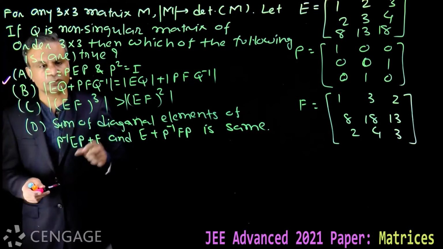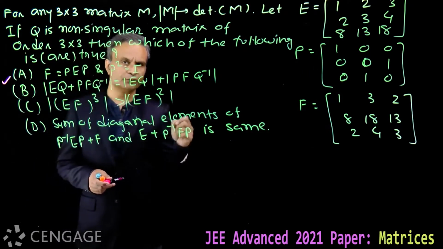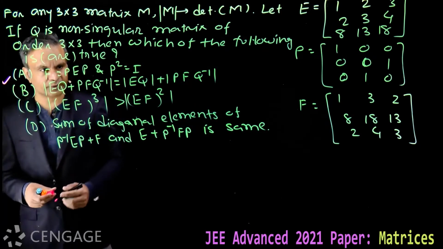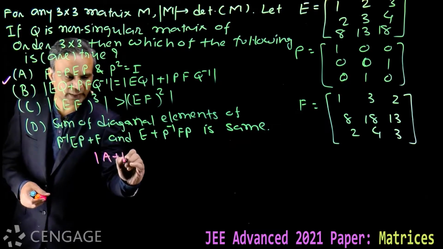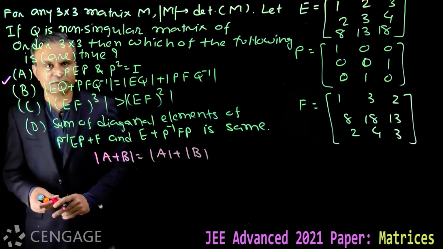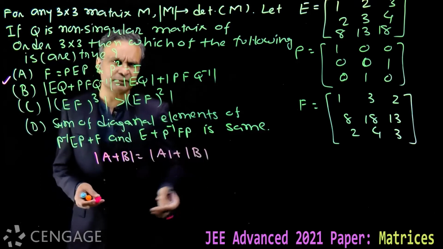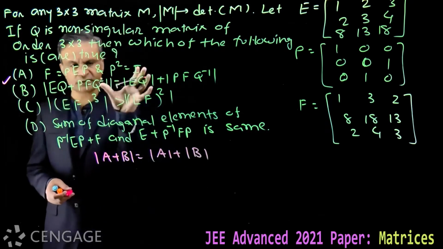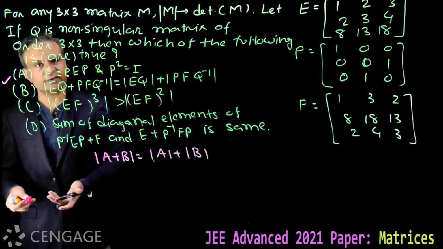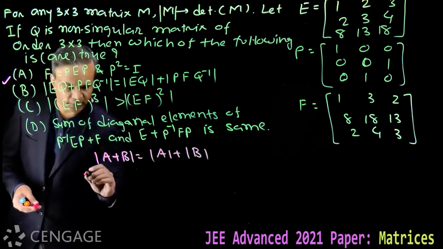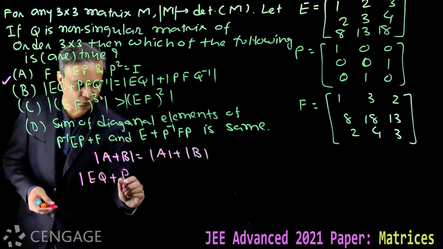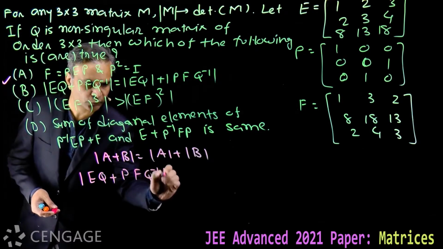Again, option B, modulus of EQ plus PFQ inverse is equal to modulus of EQ plus modulus of PFQ inverse. Now in matrices, we do not have such a property that modulus of A plus B is equal to modulus of A plus modulus of B. This does not hold always. This may be true in some cases. Here we check for this case. We do not have matrix Q, so we can't find matrix Q inverse. Then how can we find the value of LHS, modulus of EQ plus PFQ inverse?